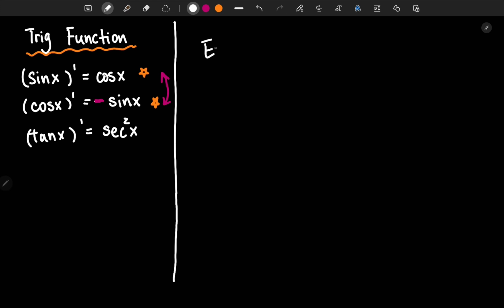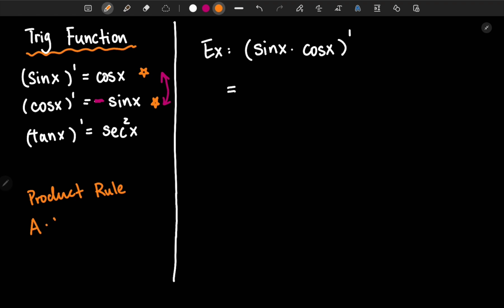Here, let's do a practice. What is the derivative of sine x times cosine x? The derivative, let me just mark it as prime, will be equal to, in here, does that ring a bell? We need to use the product rule. So the trig function is often combined with other rules as well. In here, we want to use the product rule, which is if you have 2 functions, a times b, the derivative of that is going to be the derivative of a times b plus a times the derivative of b.